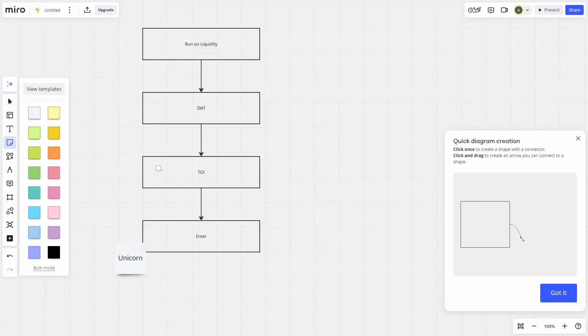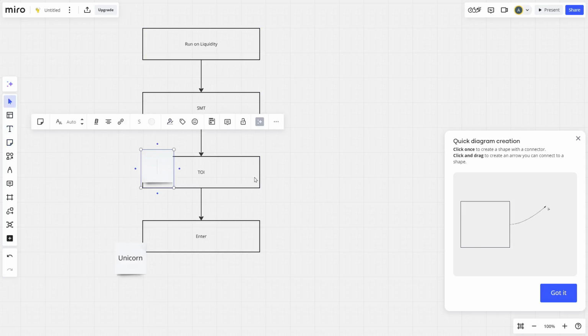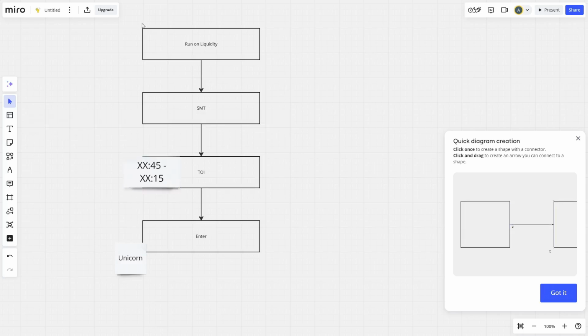Time of interest. What's our time of interest? XX:45 to XX:15. Now, you can do this for all of this. You can say where you want your S&T to form, what type of liquidity, where that liquidity should be. You can change this for POI. You can fully customize this. You guys make your own entry models.